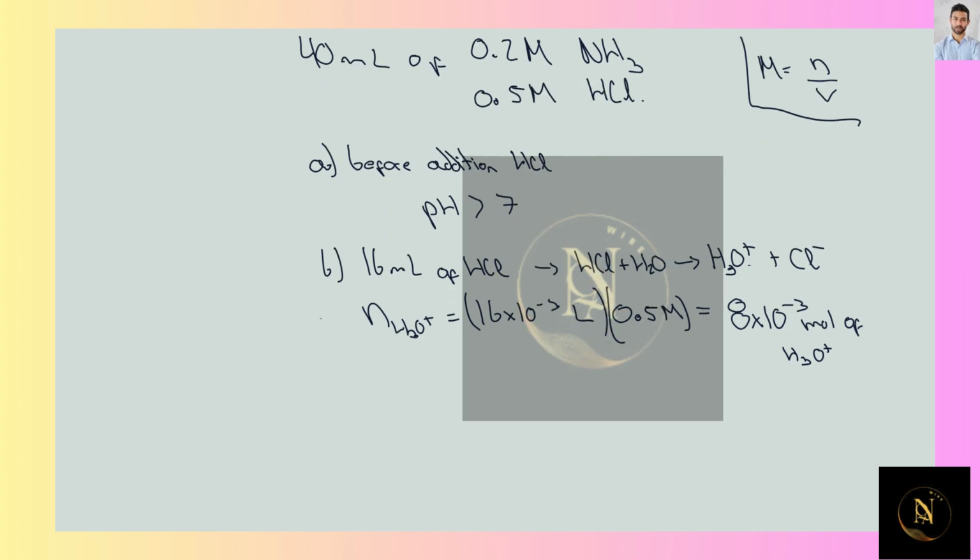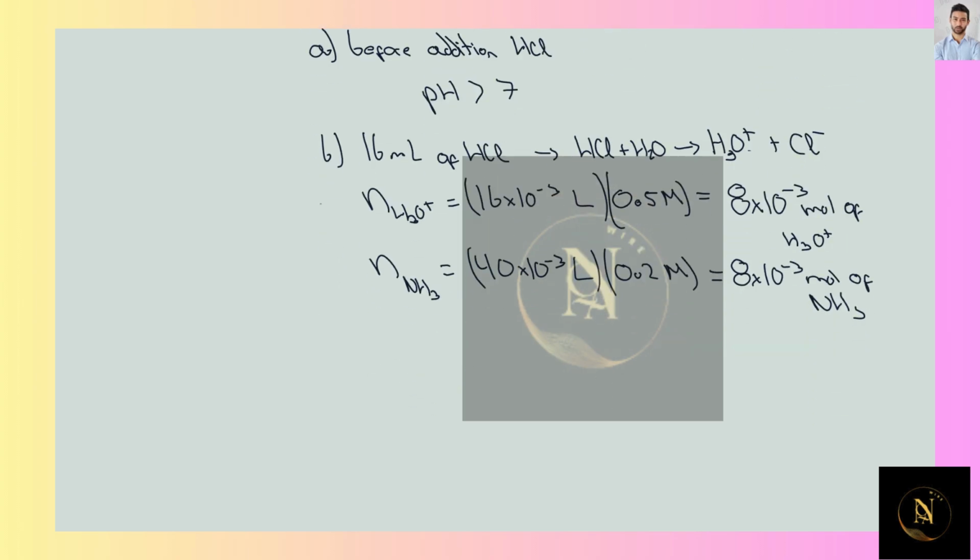Now we need to compare this value with the initial amount of mole that we had of NH3. The formula is going to be the same, but now we're going to have 40 milliliters because that is the initial volume of my solution, and the concentration initially is 0.2 molar. As you can see, the result is 8 times 10 to the minus 3 mole of NH3. What does this mean? This means that we are at the equivalence point.